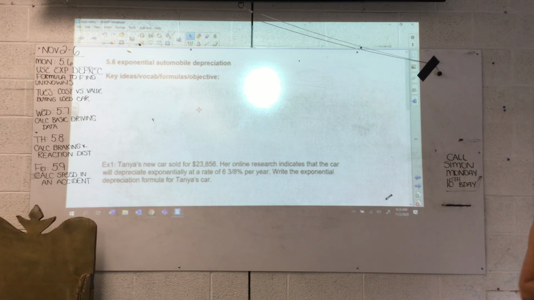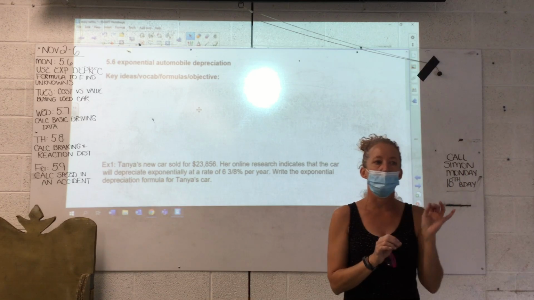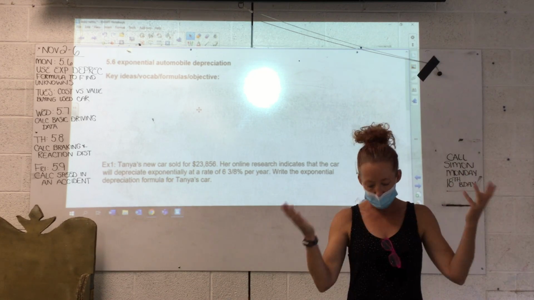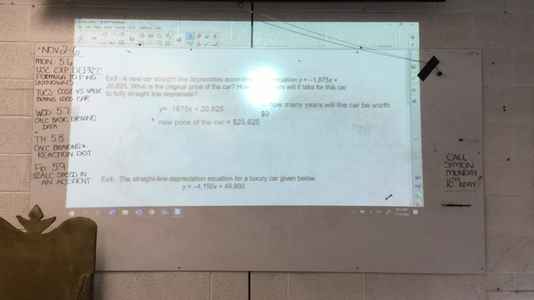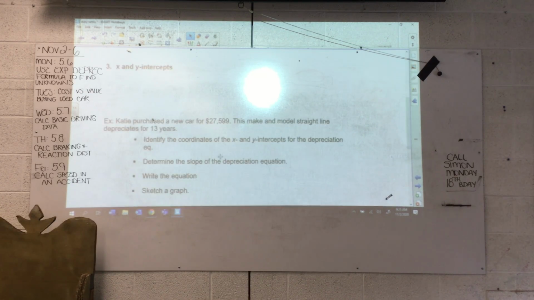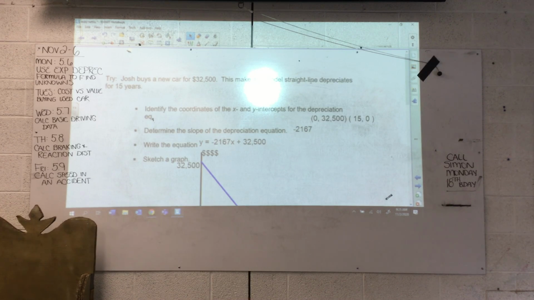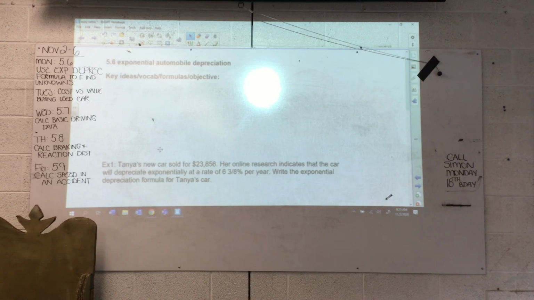5.6. What word do you see that wasn't there when we did this same similar lesson about depreciation on Thursday? What's the new word? Exponential. Great. So, exponential is the word that's changed. You will notice that if you look at 5.5, it says in almost every sample problem, straight line depreciates. Straight line depreciates. And now all of a sudden that has switched. These will say depreciate exponentially.